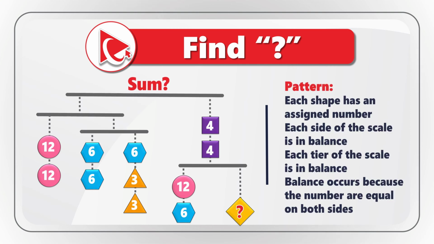We're presented with the multi-tier scale, and this scale has 4 tiers: Tier 1, Tier 2, Tier 3, and Tier 4. The scale remains in balance because values on the left side and on the right side are equal, and the values are represented by the total of numbers inside of each shape. For example, circle has number 12, hexagon has number 6, triangle has number 3, and square has number 4.